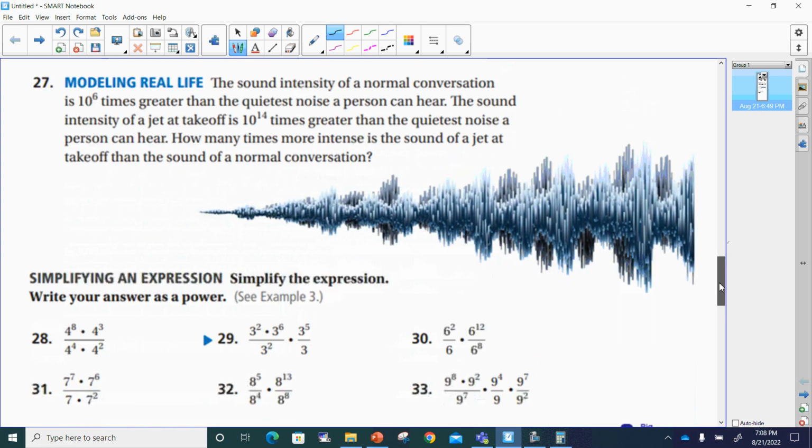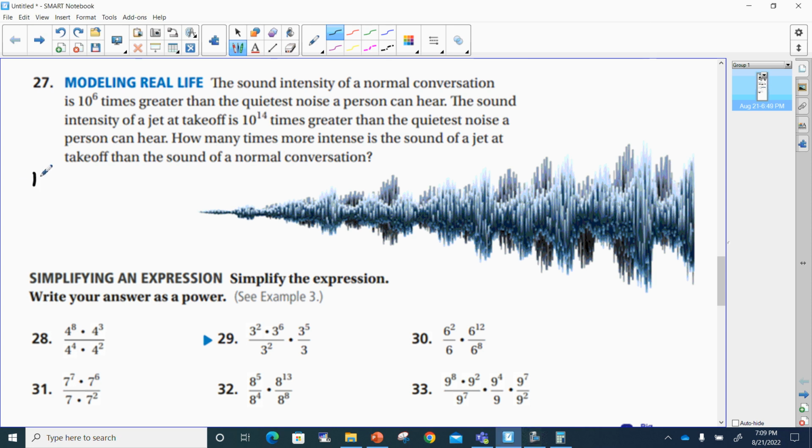Let's go to number 27. The sound intensity of a normal conversation is 10 to the 6th power times greater than the quietest noise a person can hear. The sound intensity of a jet at takeoff is 10 to the 14th power times greater than the quietest noise that a person can hear. So one is 10 to the 14 times greater, and one is 10 to the 6 times greater. How many times more intensity is the sound of a jet at takeoff than the sound of a normal conversation?